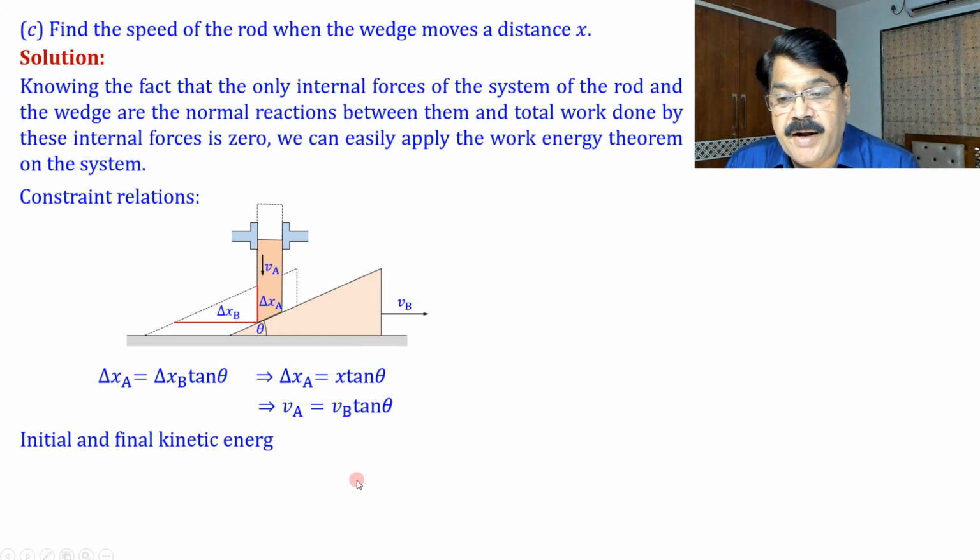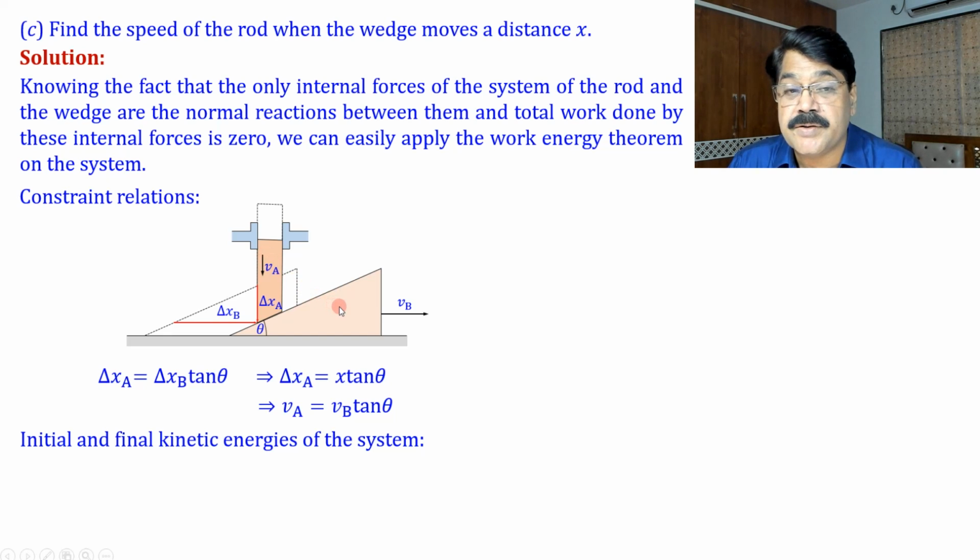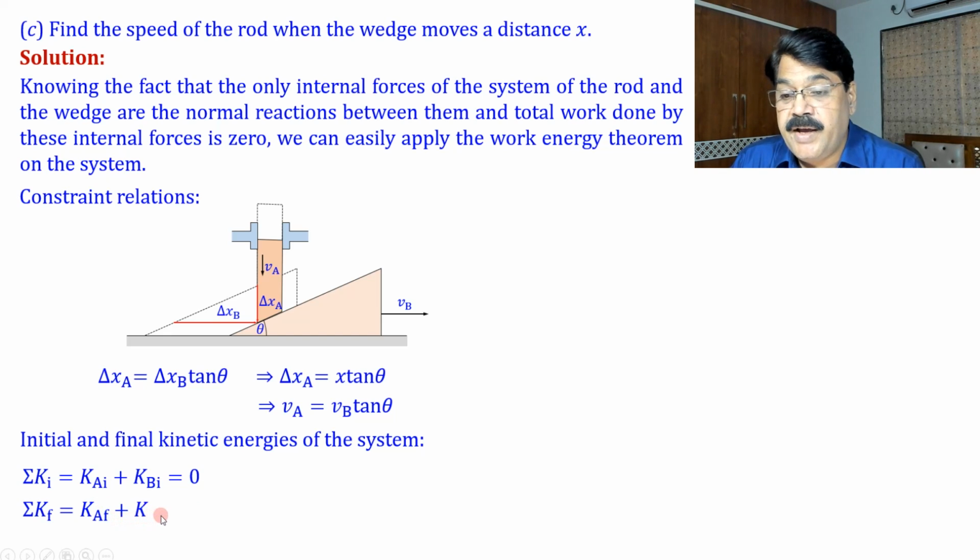Initial and final kinetic energies now we can write, the initial and final kinetic energy of the entire system. For initial, we sum the kinetic energy of block, wedge A and rod, that is 0 because both were released from rest. So summation K initial is equal to Ka initial plus Kb initial, that is 0. Summation K final is final kinetic energy of A plus final kinetic energy of B. Final kinetic energy of A is what? Half m VA square plus half m VB square for B.